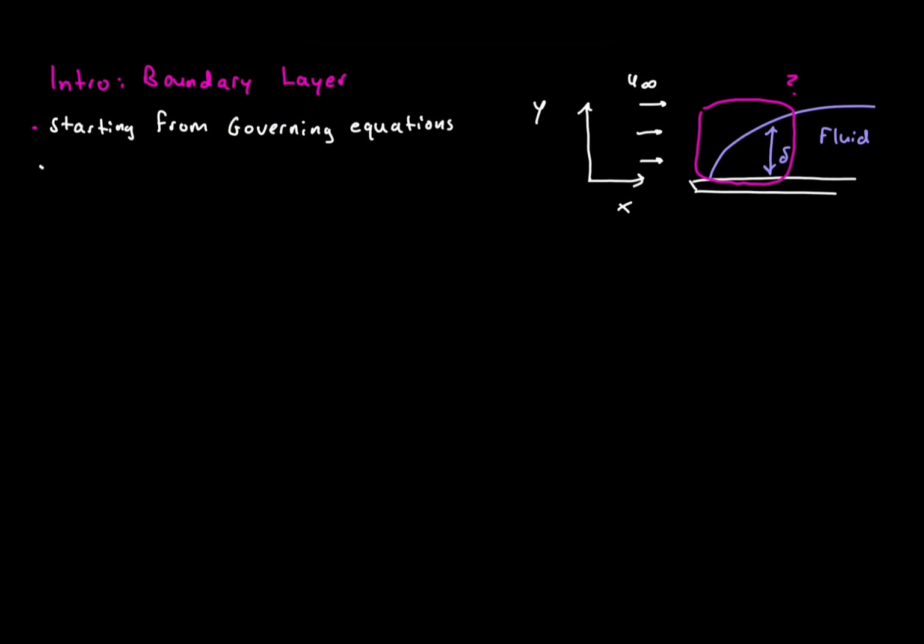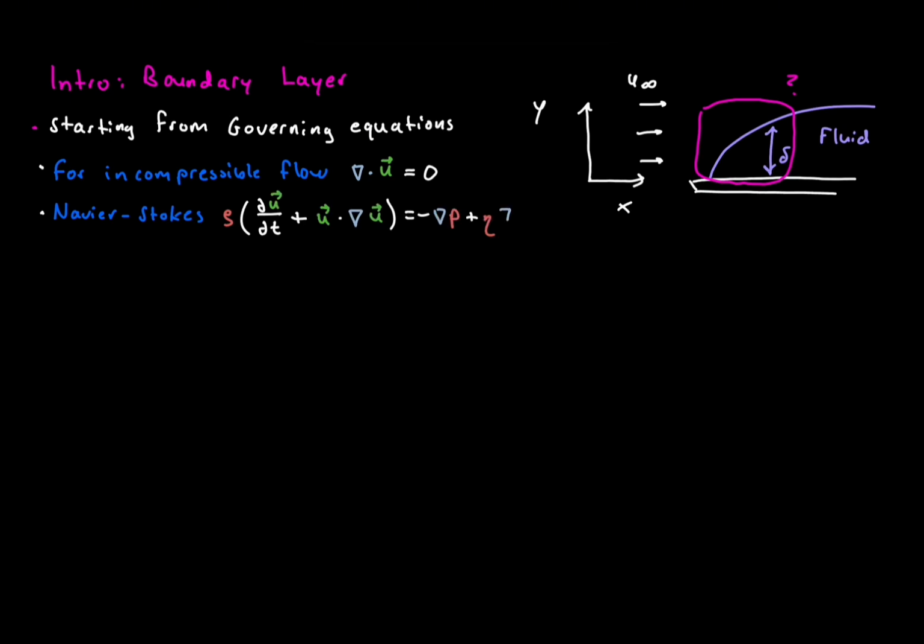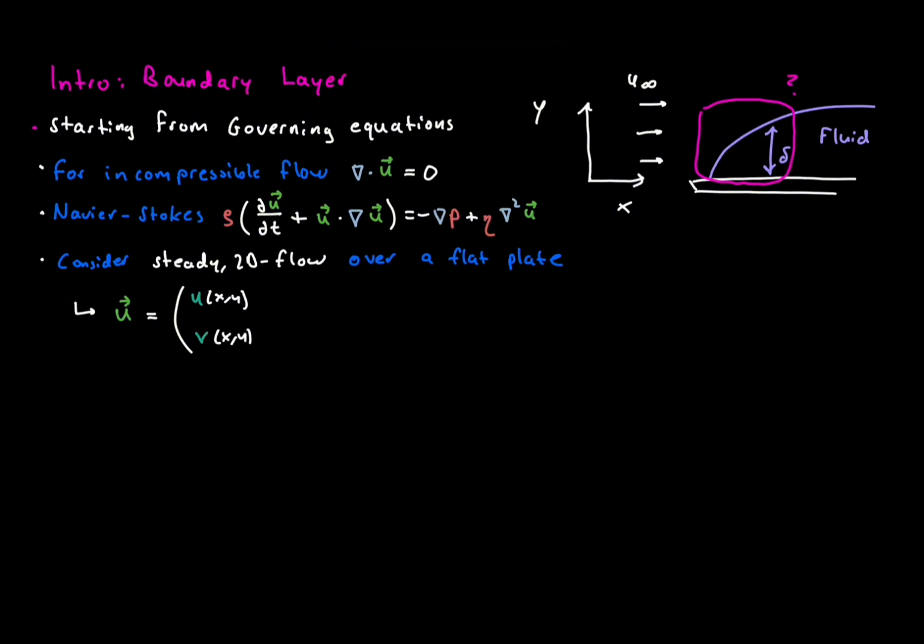For incompressible flow, continuity tells us that the divergence of the velocity field is zero. And the Navier-Stokes equations describe the balance between inertia, pressure, and viscous forces. We now consider a steady two-dimensional flow over a flat plate. So the velocity field has two components, a horizontal velocity u of x and y, and a vertical velocity v of x and y.